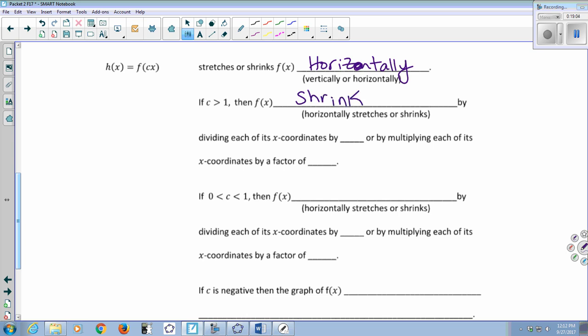Okay, dividing each of its x coordinates by c, or multiplying each of its x coordinates by the reciprocal, 1 over c. If c is a small number, a fraction between 0 and 1, then f of x stretches horizontally. And you calculate the size of the stretch by dividing each of its x coordinates by c, or multiplying each of its x coordinates by the reciprocal, 1 over c. If c is negative, then the graph of f of x reflects over the y-axis.